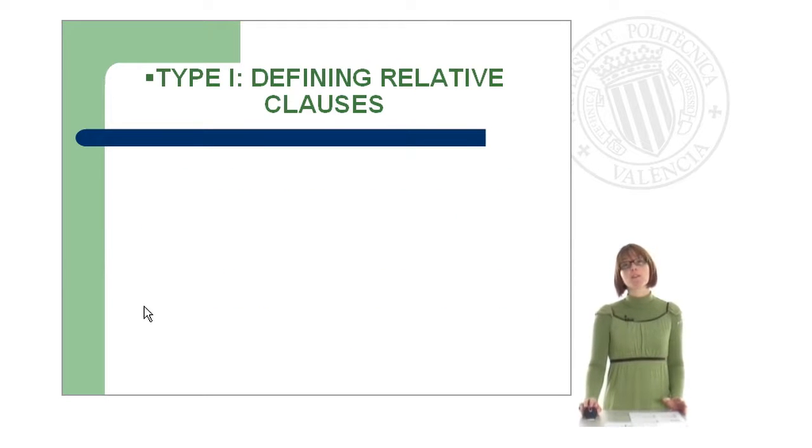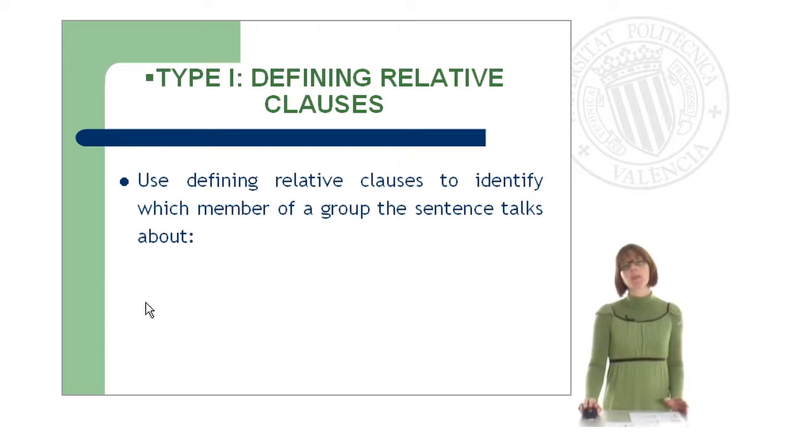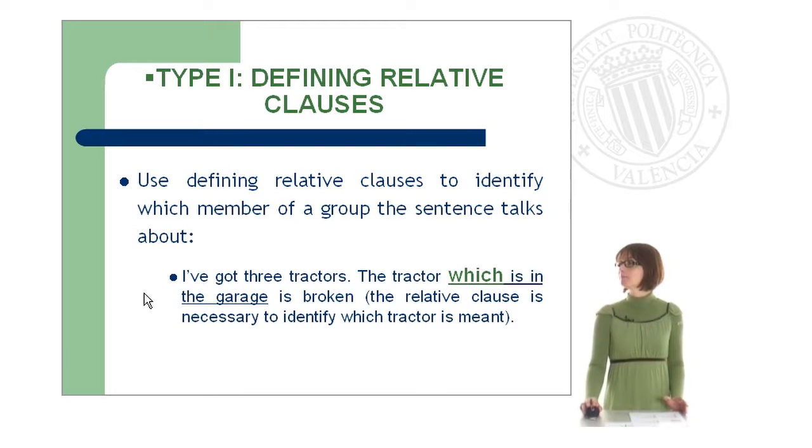Right, now we're going to have a look at the types of relative clauses. There are two main types. Type 1 is defining relative clauses. When do we use defining relative clauses? They are used to identify which member of a group the sentence talks about. Let's have a look at an example.